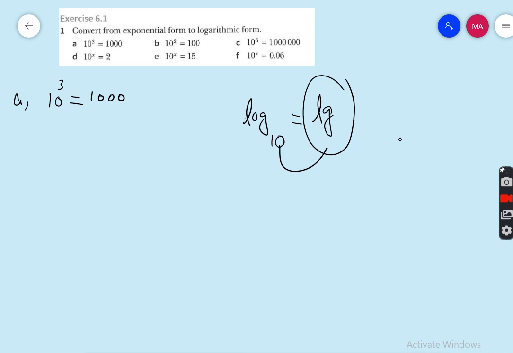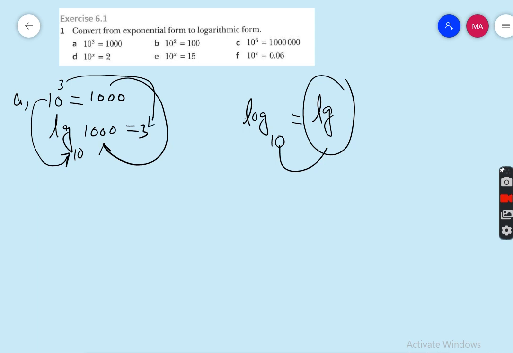Okay, so how to convert this exponential form in the logarithmic form? Just write log base 10 1000 is equals to 3. So this number, this base should be the base of log, this number should place over here, and the power is always on right hand side of equal to sign. So this is the answer of part A. Now I will not write LG 10, I just write in all parts LG, because LG means automatically the base is 10. Part B: 10 power 2 is equals to 100, very easy. LG 100 is equals to 2. The base is understood 10.